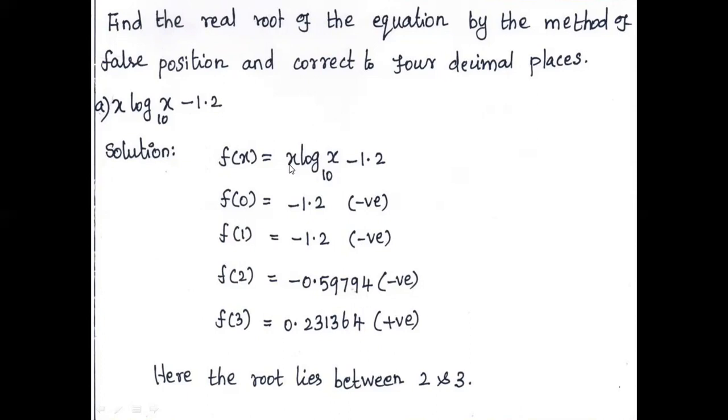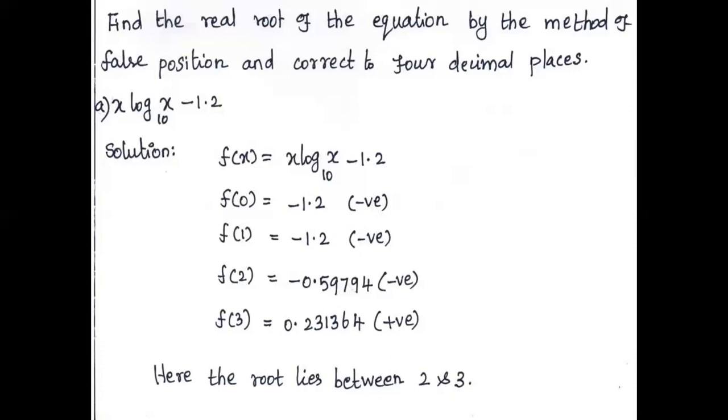So now we have to give values for x randomly such that one value must be negative and another value must be positive. That means the two functional values must have opposite signs. So now putting values for x randomly starting from 0. f of 0, if we put x value 0, we will get the value minus 1.2. That means we got a negative value. So now until we get a positive value, we have to keep giving values for x.